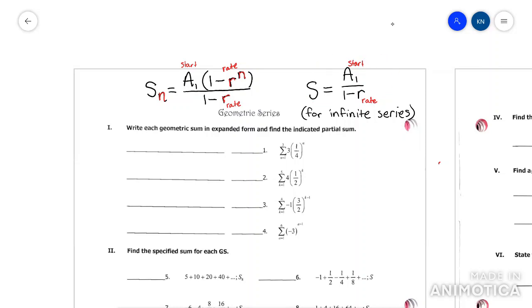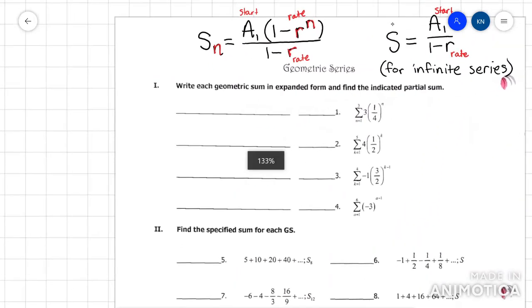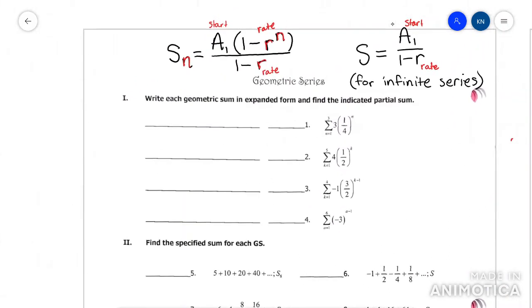So, all right, look at number 1. They want you to write it out and find the partial sum. All right, do not assume that this is your a sub 1. It is not. You have to go get a sub 1 by plugging in a 1 here for n. So if you do that, you get 3/4. And then if you do it again, if you plug in a 2, you'll get 3/16. And if you do it again, you plug in a 3, you'll get 3/64.